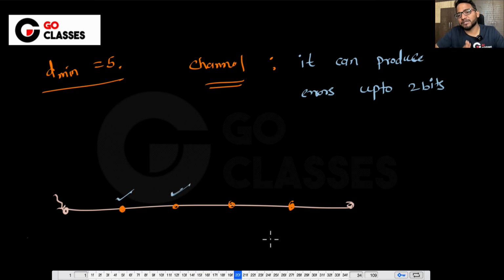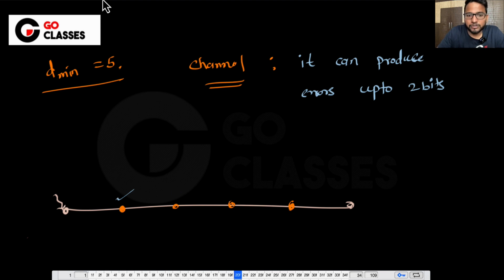I mean, the channel has some good property, or maybe some limitation, in that it can produce errors up to just 2 bits. Which means if you are sending this, then you will be receiving either this one. I mean, you have 3 options. Obviously you can receive this one if you are sending this, or maybe you can receive this one, or maybe you can receive this one, right?